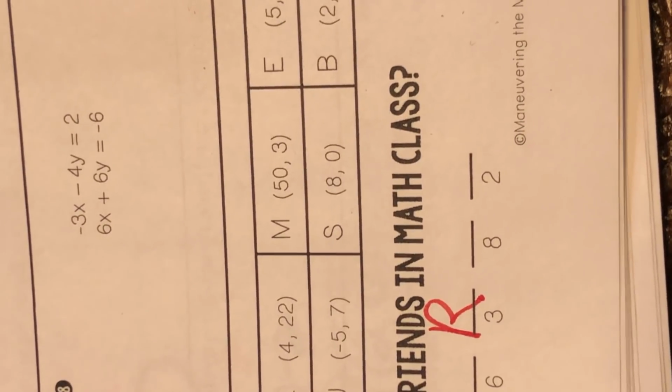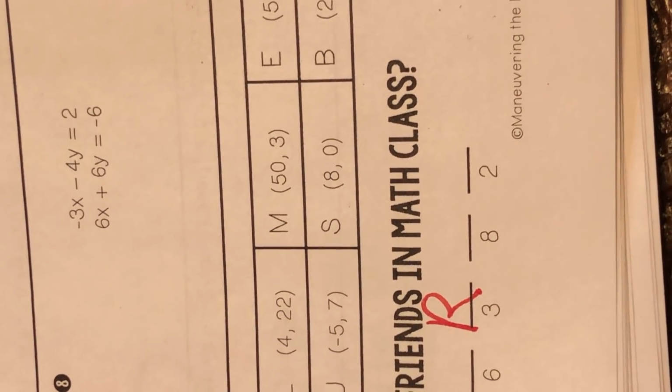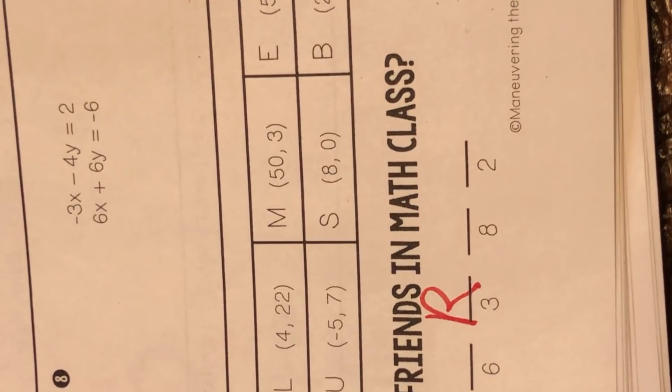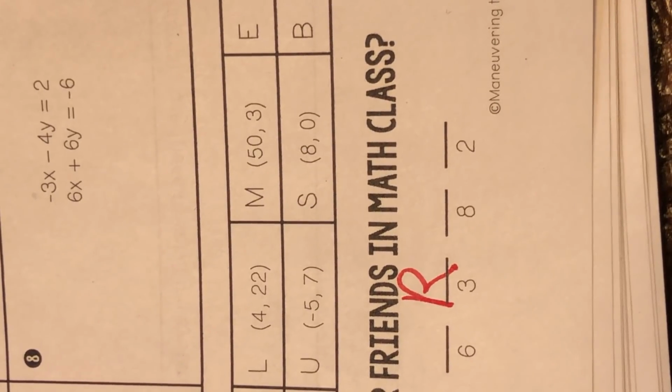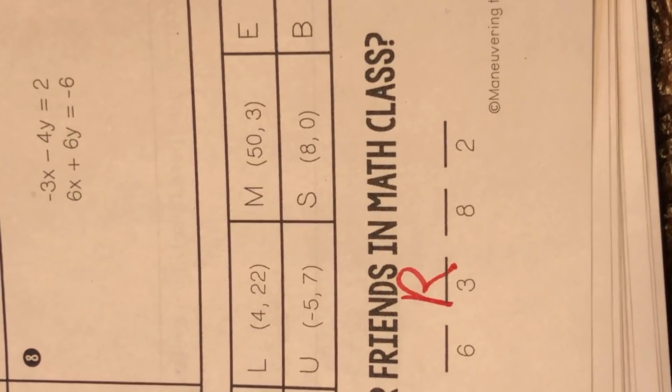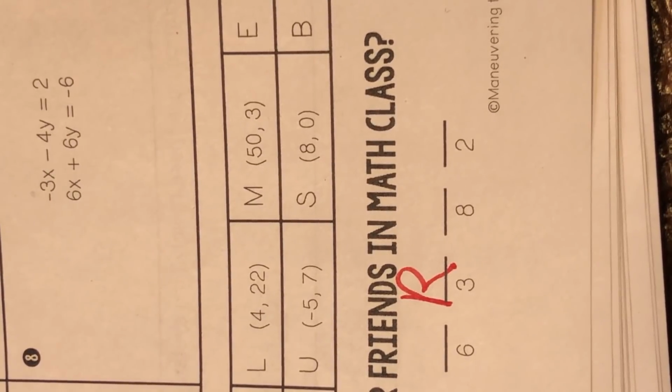The last problem I'm going to do with you is problem number 8. I picked problem number 8 because in problem number 8, unlike the other two problems that I showed you, we actually have to find what y equals first. In other words, we're going to need to solve one of the two equations so that it's in slope-intercept form.